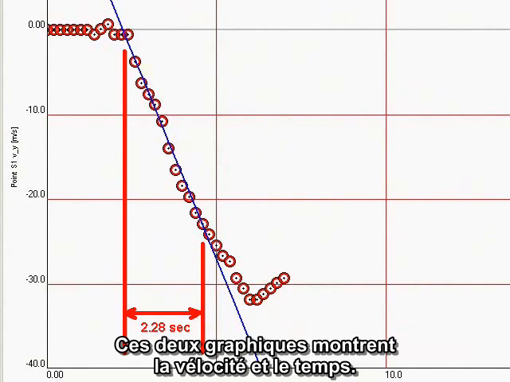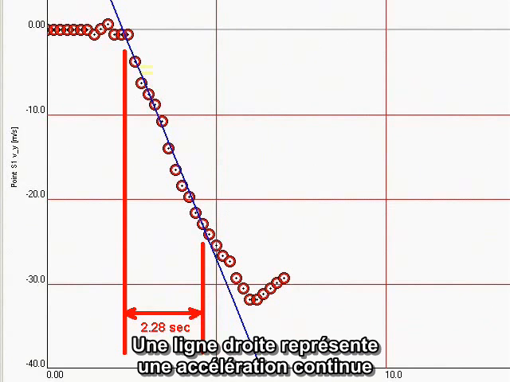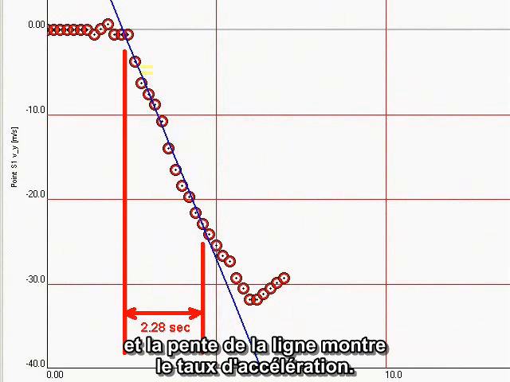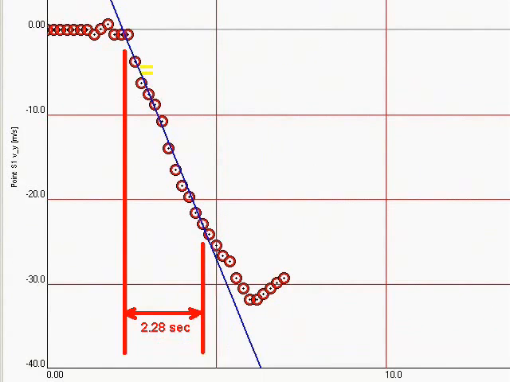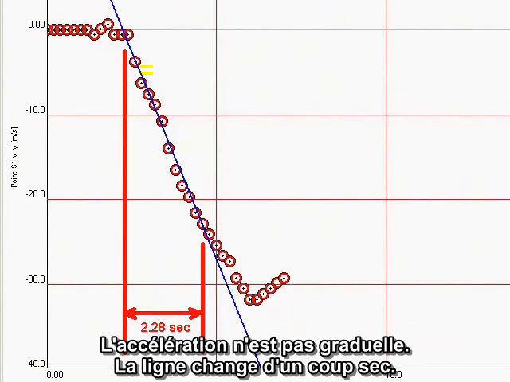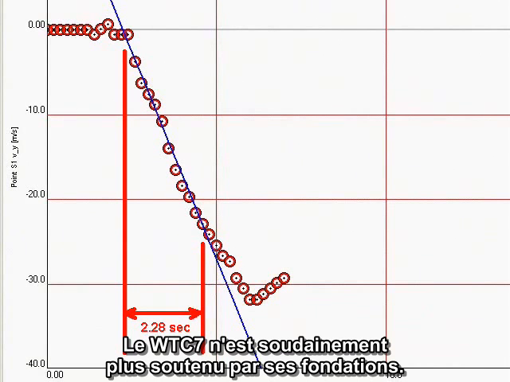Both of these graphs plot velocity versus time. A straight line indicates constant acceleration, and the slope of the line indicates the rate of acceleration. What is particularly striking is the suddenness of onset of freefall. The acceleration doesn't build up gradually. The graph simply turns a corner. The building went from full support to zero support instantly.